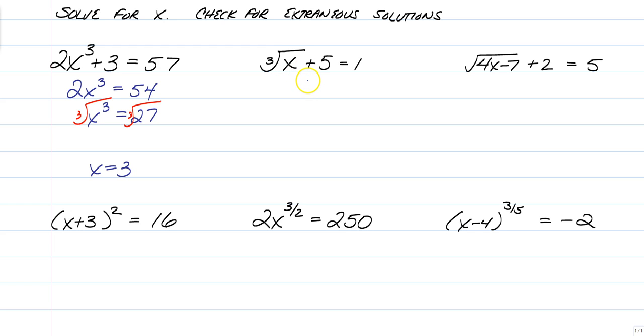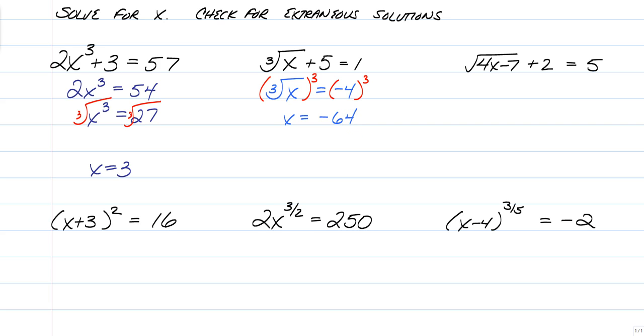First thing you should have done was subtract the 5 to the other side. So you have the cube root of x is equal to a negative 4. Now you just have to raise both sides to the third power, and that's just going to give us x is equal to a negative 64. And then, of course, you could check it.